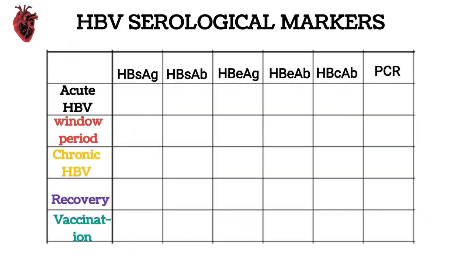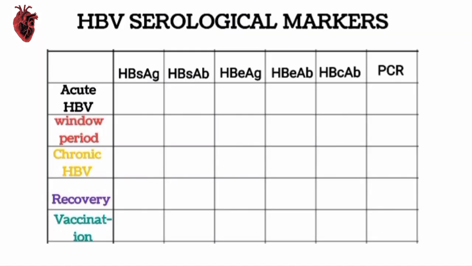In acute phase after being exposed to hepatitis B virus, person will have an active infection. So hepatitis B surface antigen would be positive. Its corresponding antibodies would be negative. As virus is in its replicating stage, so hepatitis B E antigen would also be positive, and hepatitis B E antibodies negative. Hepatitis B core antibodies will be mainly IgM, which appears first after infection, and PCR would also be positive.